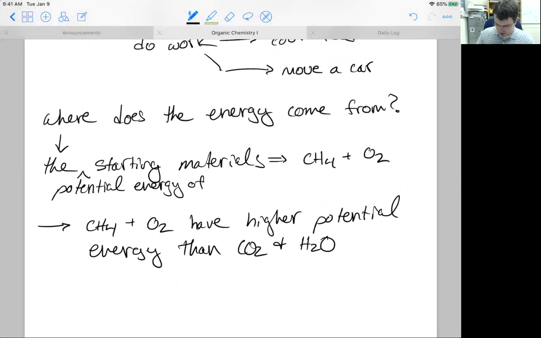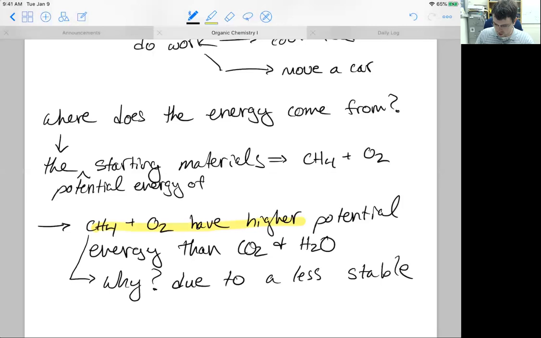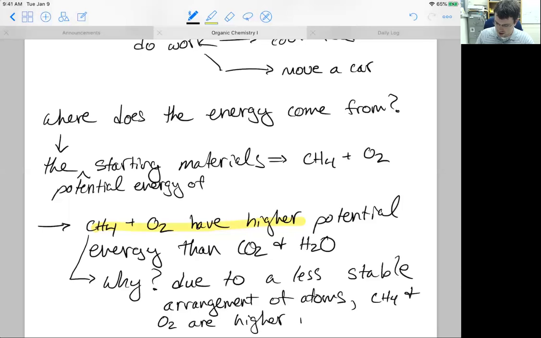And why do they have higher energy? That's a really good question, and I can't go into it too much right now. I can give you a broad explanation, and I'll just say that due to a less stable arrangement of atoms, CH4 and O2 are higher in energy.